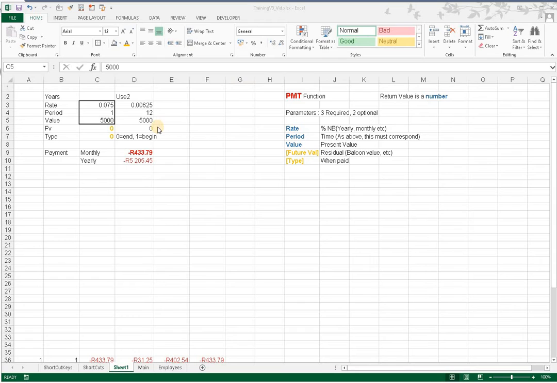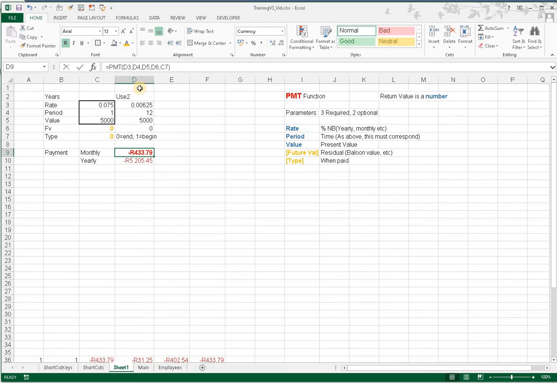So let's have a look at the PMT function. Like everything in Excel, it always starts with an equal sign. The equal sign tells Excel, here comes a function or a formula. The function is called PMT, so it's equal PMT. We open the parentheses and put in all the parameters. As mentioned, the first 3 are required, the last 2 are optional, so I could leave them out. You don't have to put them in.